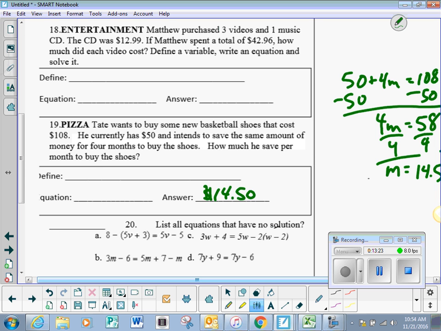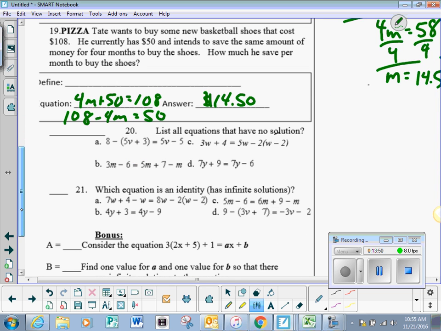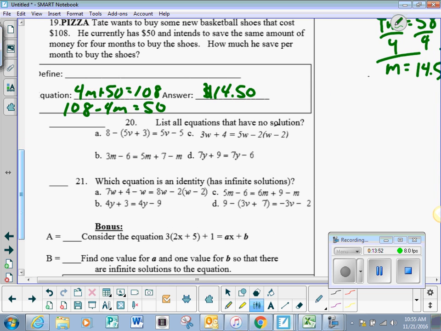Okay? Again, if you got 4M plus 50 equals 108, that's fine. Or you could even have this, Gabby, 108 minus 4M equals 50. There's lots of different correct equations. Good question. Okay, which of these have no solution?